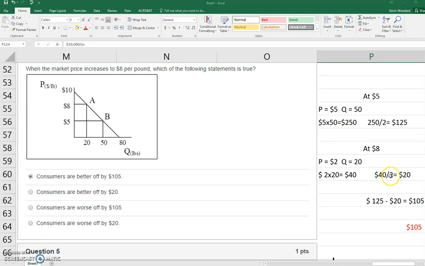So how are we going to figure out the situation where we're at? We're going to just take the 125 that we originally had. We're going to subtract 20 from that, and that's going to give us $105. So we're better off by $105 as we look at these market price changes.